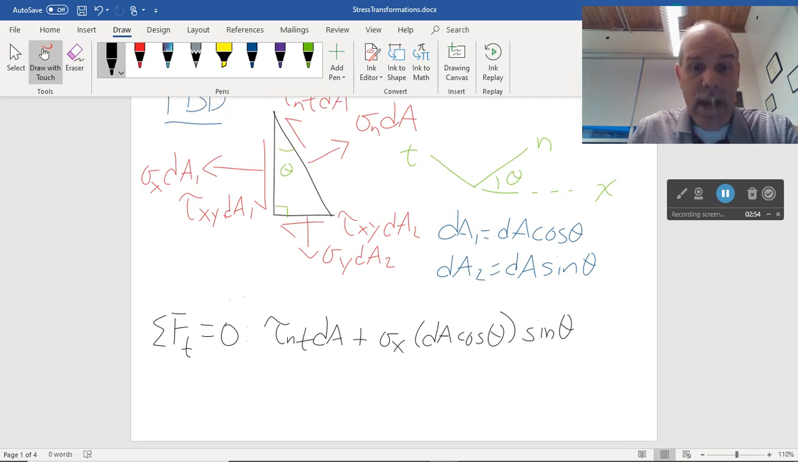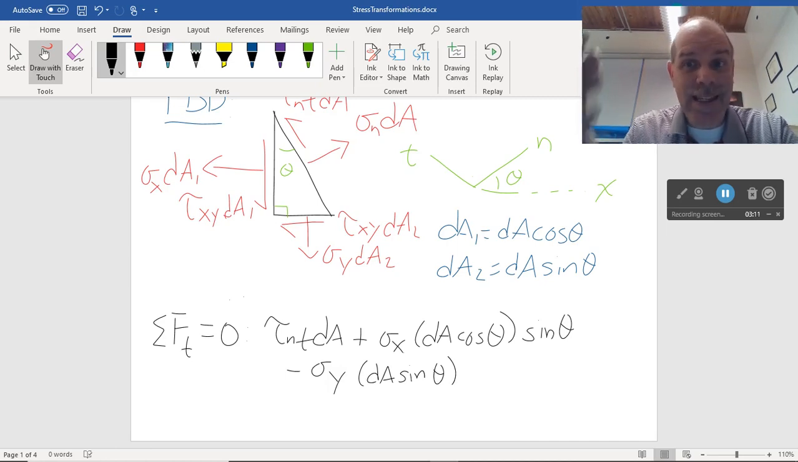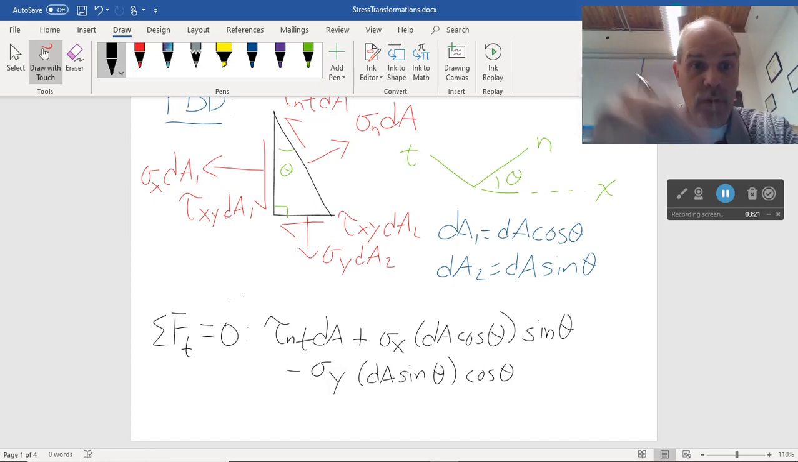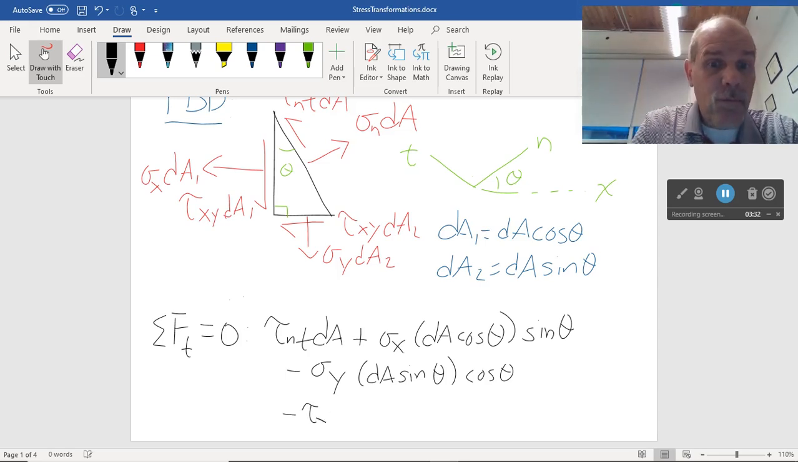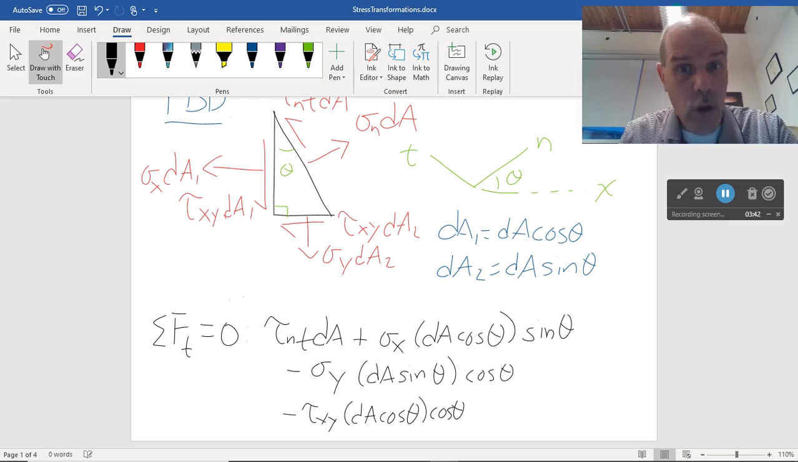By the same token, sigma y is going to be downward. We're going to have a minus, because the t-axis goes generally up and left, and sigma y goes down. So minus sigma y times the area, dA sine theta, and the y-axis was rotated into the t-axis through angle theta. So that's why we get a cosine. The left-hand face has a vertical force, tau xy dA1. I'm going to have a minus, because that vertical force goes down and the t-axis is generally up and left. So it's minus tau xy times dA cosine theta. It's a vertical force, so it would be cosine theta all over again.